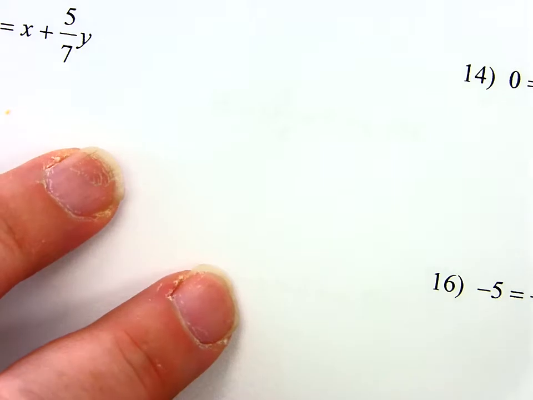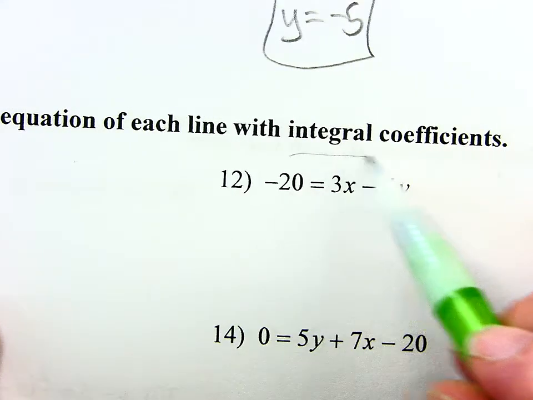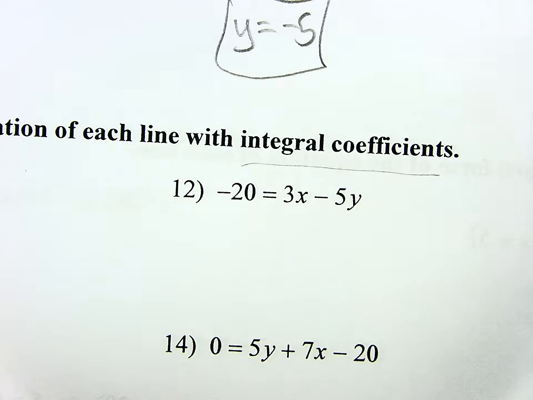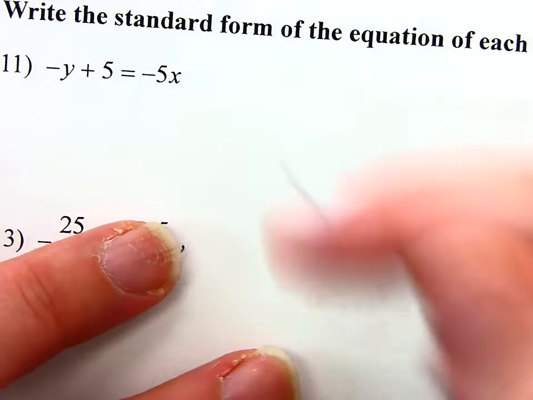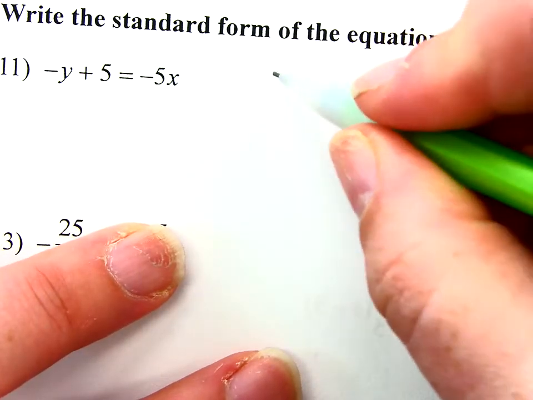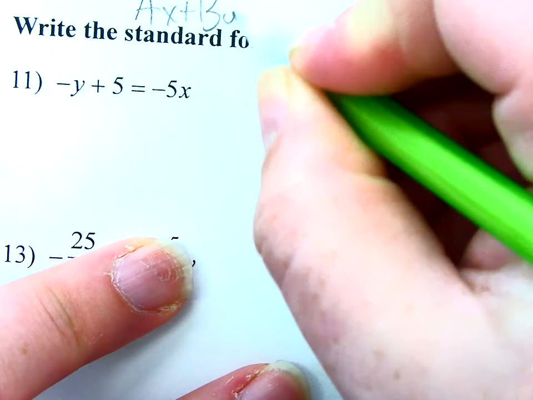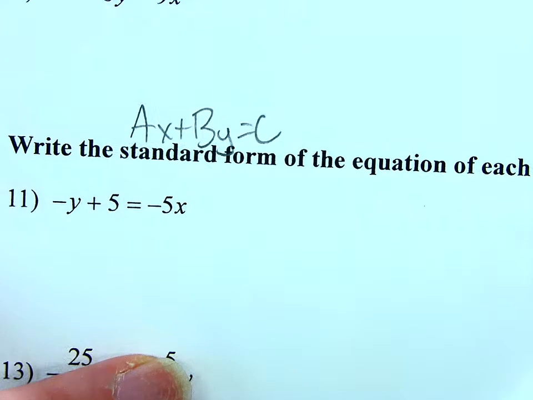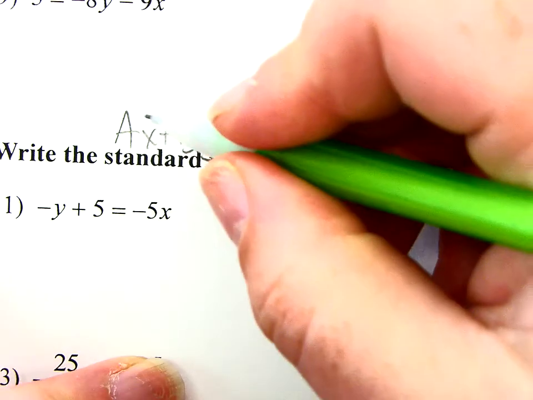If you look at the next section, now they're asking for specifically standard form with integral coefficients. Remember we mentioned what the heck that was yesterday. What does that even mean? First, what's standard form? What's that look like? Yes, Ax + By = C. Now, what's this business with integral coefficients? What does that mean again? It's just fancy language.